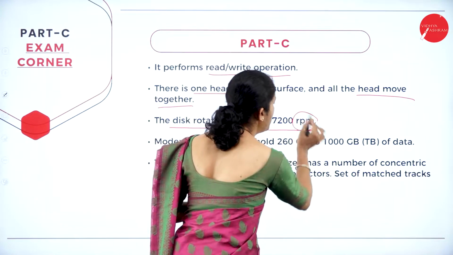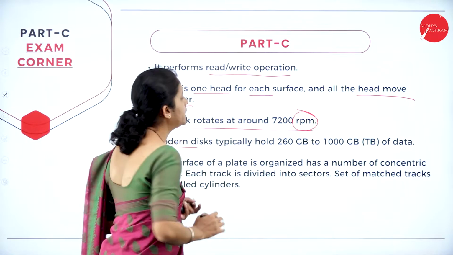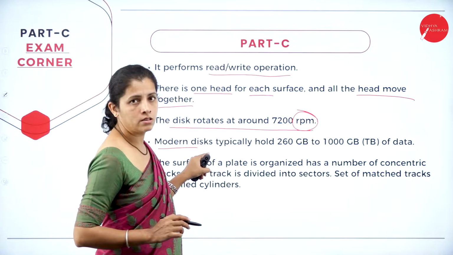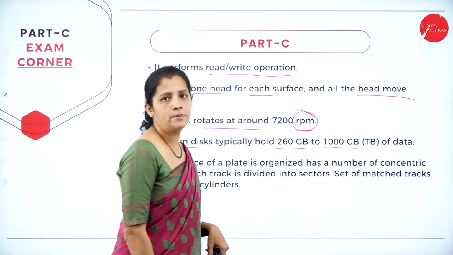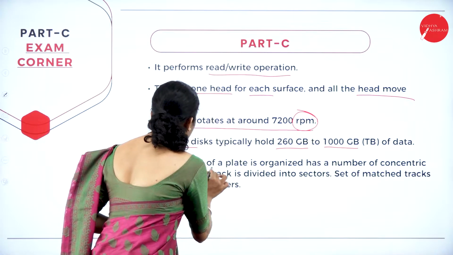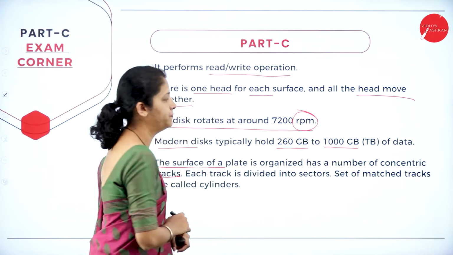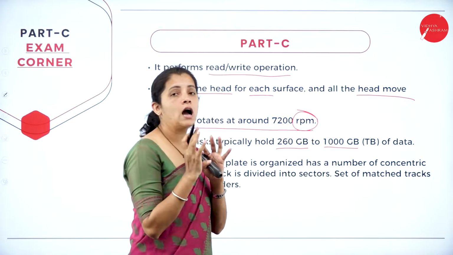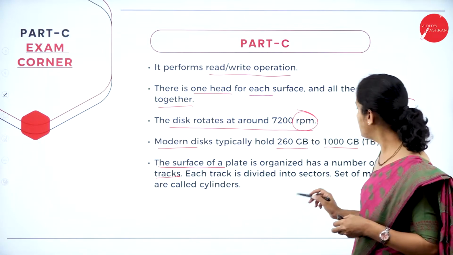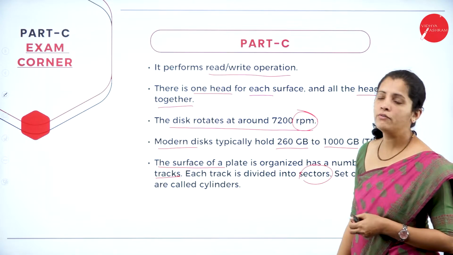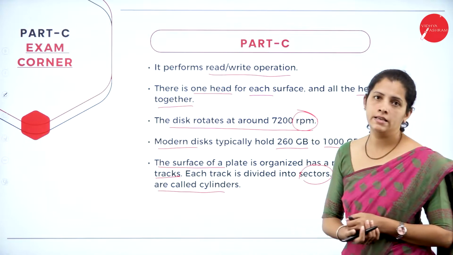So here what is RPM? That is nothing but rotations per minute. Now, what is the capacity of hard disk? That is 260 GB to 1000 GB. And the surface of a plate is organized into tracks. So each surface is organized in the form of tracks and each track is divided into a number of sectors. A set of matched tracks is called a cylinder.